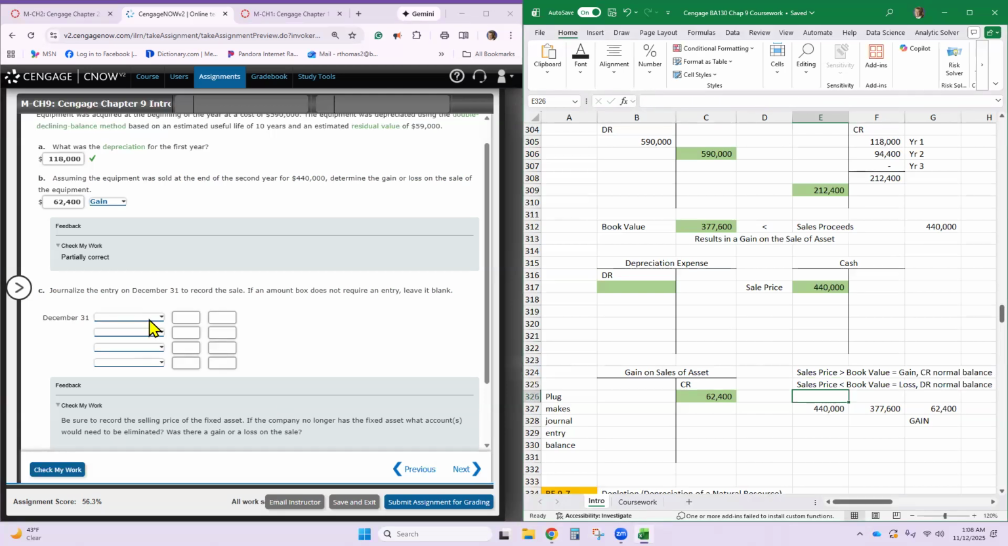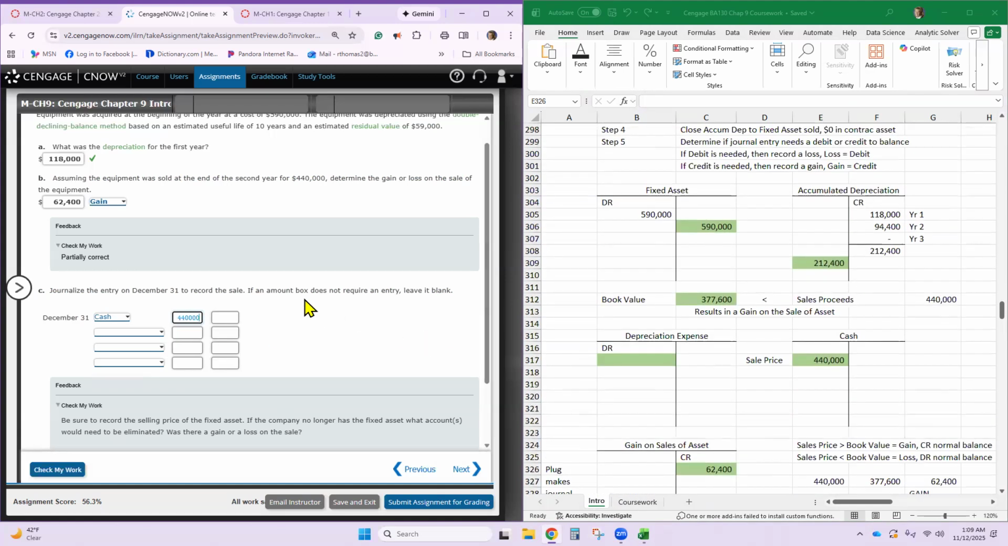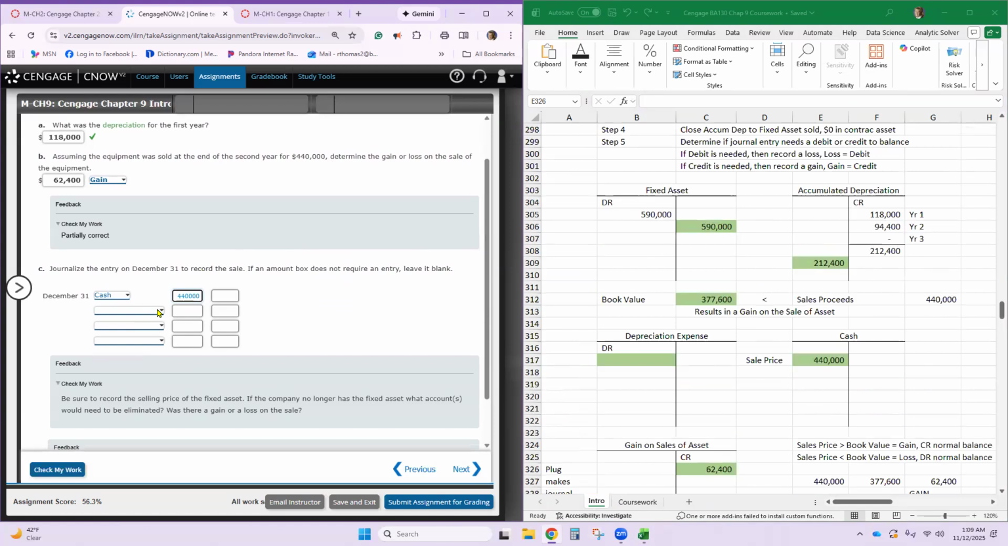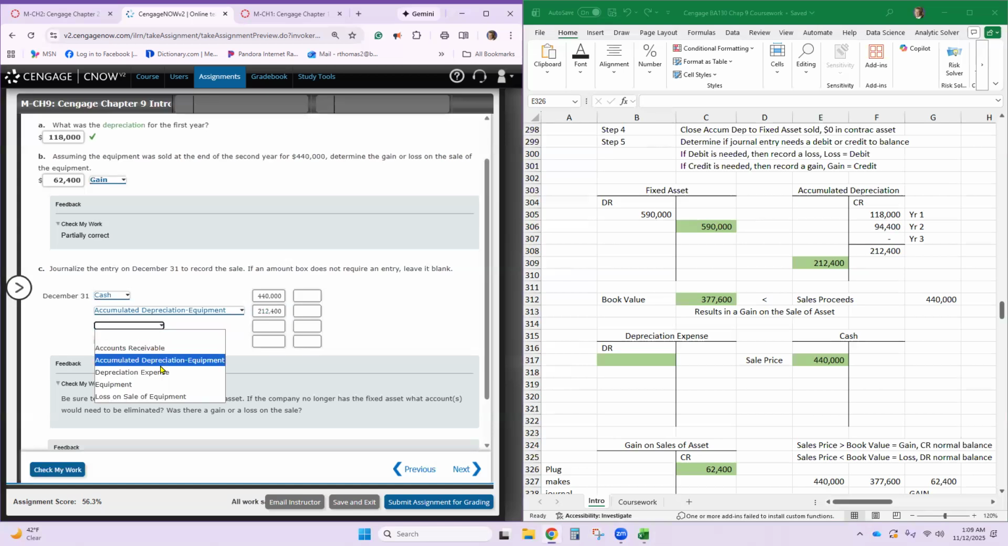Let's do the recording of that. Let's bring those proceeds in. The proceeds are the amount we sold the equipment for, which is $440,000, and then we had to debit accumulated depreciation for the amount that's in there. We had to get rid of the asset. And then finally, we book the gain. Gain on sale of equipment.